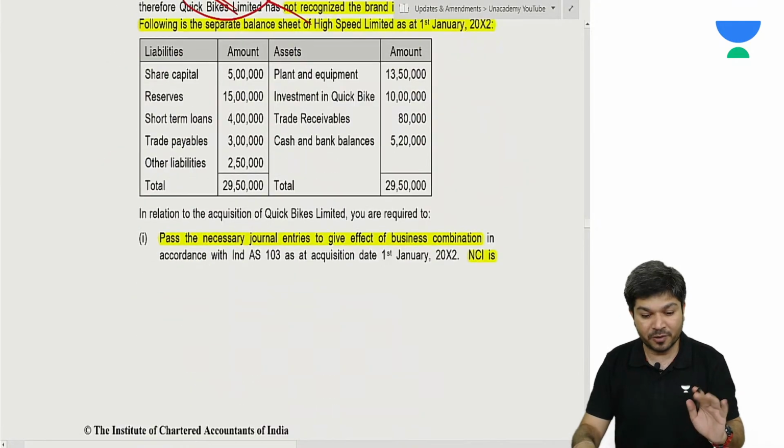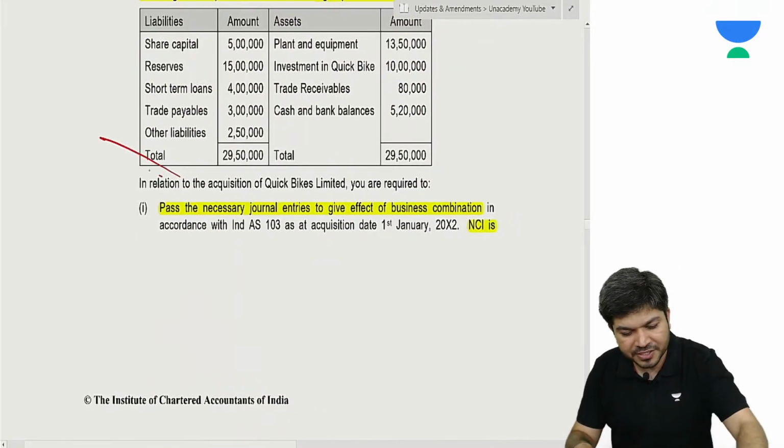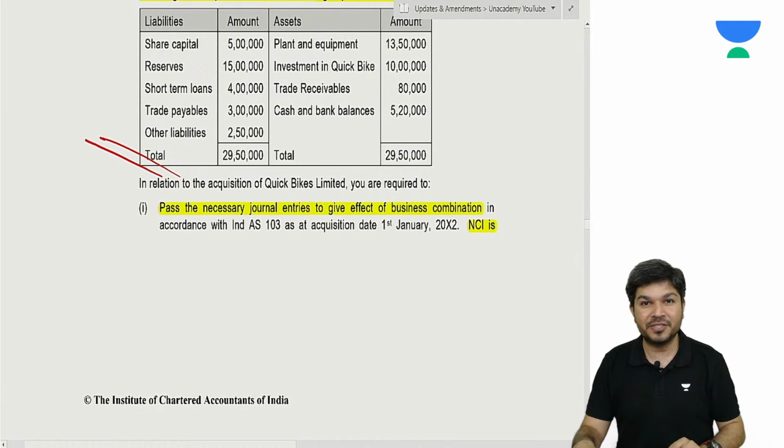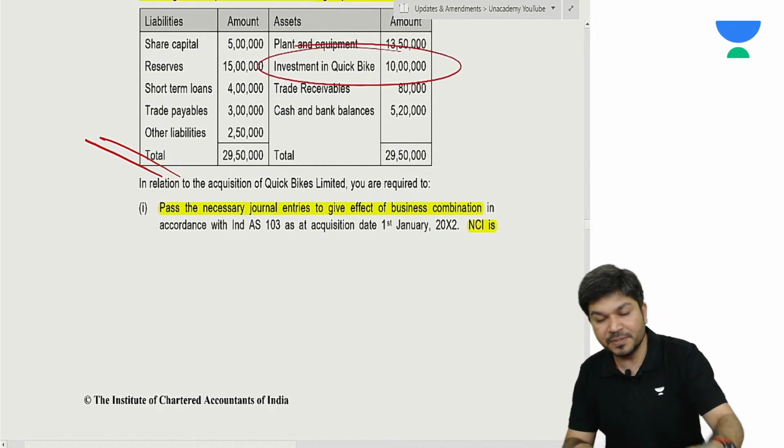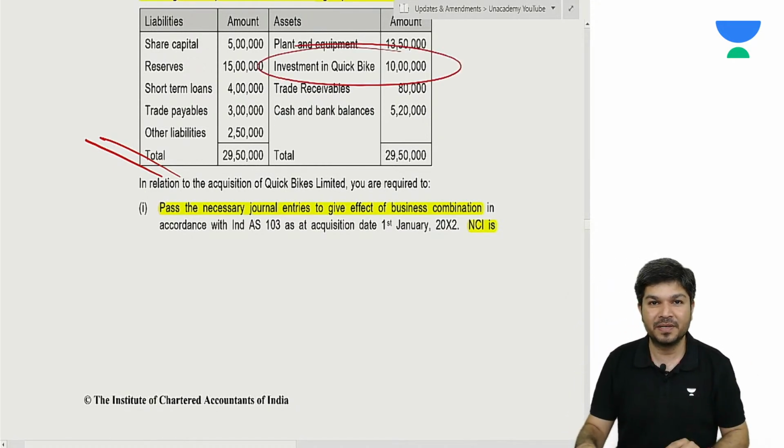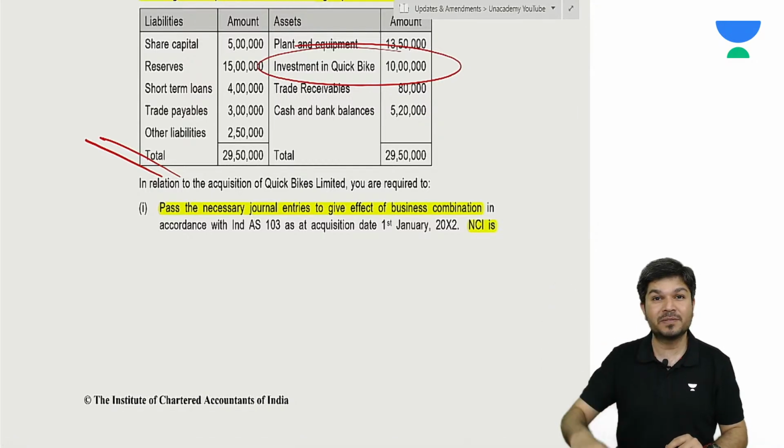ये सारी चीजें you can record it in your book. And this is your balance sheet given. From your balance sheet, your investments will go out when you prepare a CFS. Acha, so first of all, as it is acquisition in stages, the earlier investment is to be remeasured.